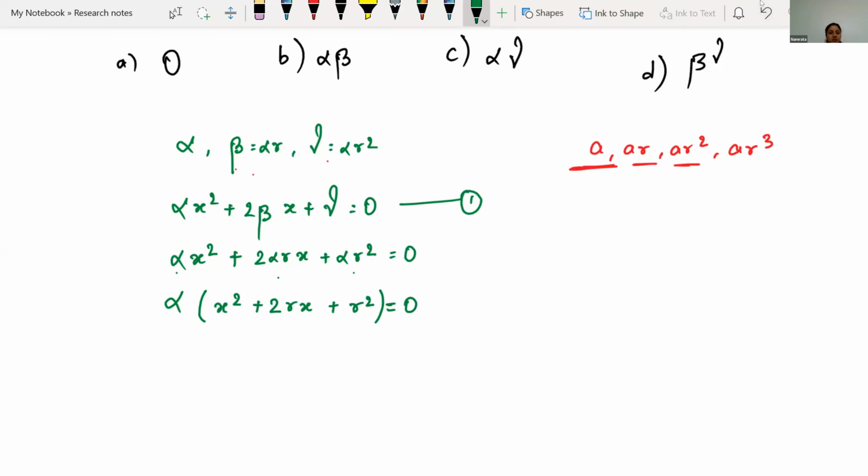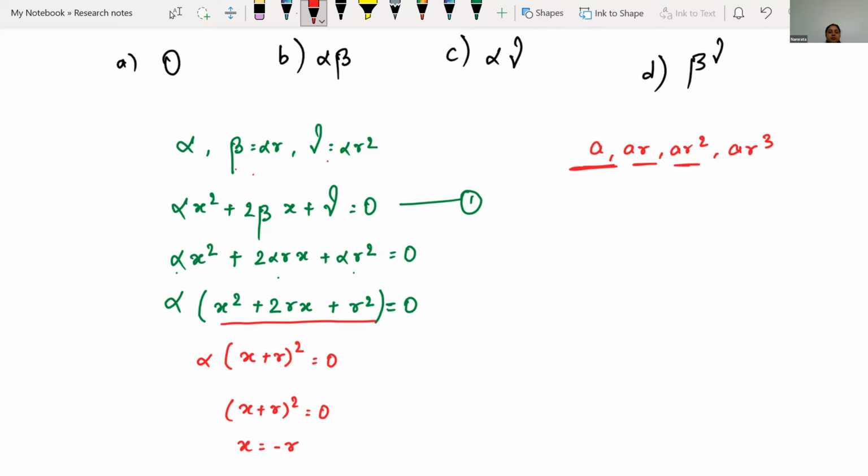If you focus on this one, does it look like the a plus b whole square formula? So let's write it with the a plus b whole square formula, and since alpha is just a constant, a root means it's just a value, we can take that as 0. So we can say x plus r whole square is equal to 0, right? From here, what will be the value of x? Is it minus r? So we ended up getting x as minus r.